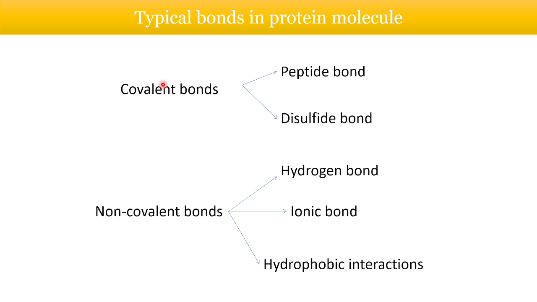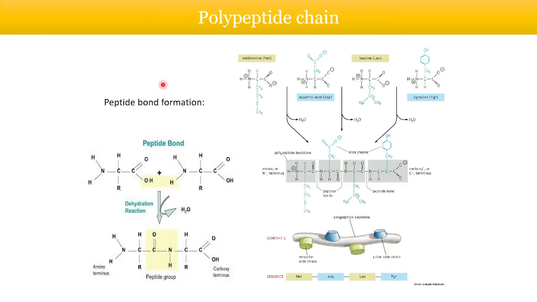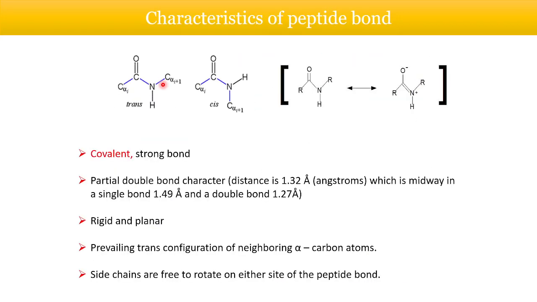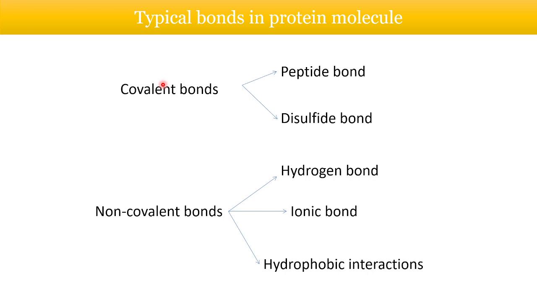Now there are different types of bonds in a protein molecule. We have the covalent bonds, which are your peptide bond and the disulfide bond, and also the non-covalent or weak bonds like hydrophobic interactions, ionic bonds, and hydrogen bonds. So this is about how the peptide bond is formed and what types of bonds can exist in a protein molecule.